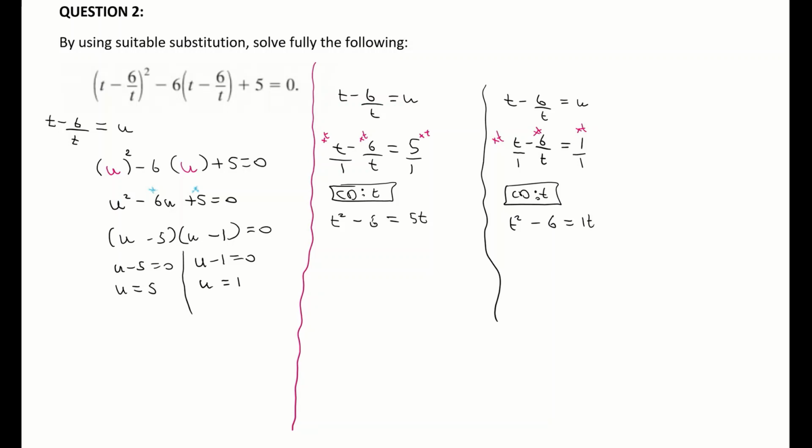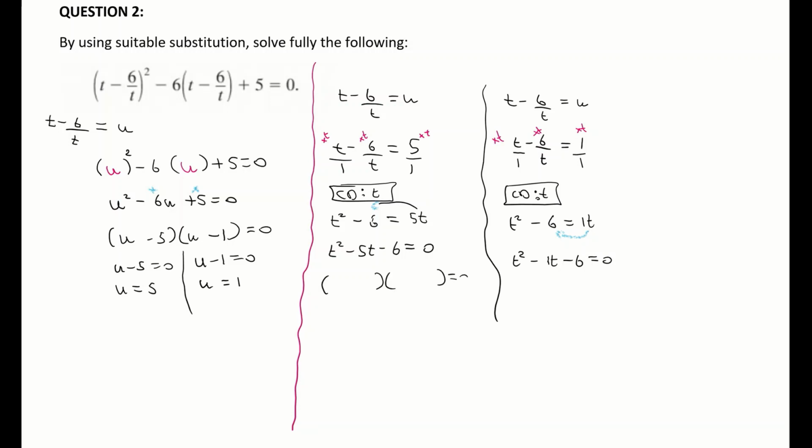I'm going to move everything to the left-hand side of the equal sign because I want my quadratic equations to equal 0. So this is giving me t squared minus 5t minus 6 is equal to 0. And same with my other quadratic. If I move over the positive 1t, it's t squared minus 1t minus 6 is equal to 0. And I now have to go off and solve those two quadratics once again. Again, they look straightforward. I don't think I need my minus b formula.